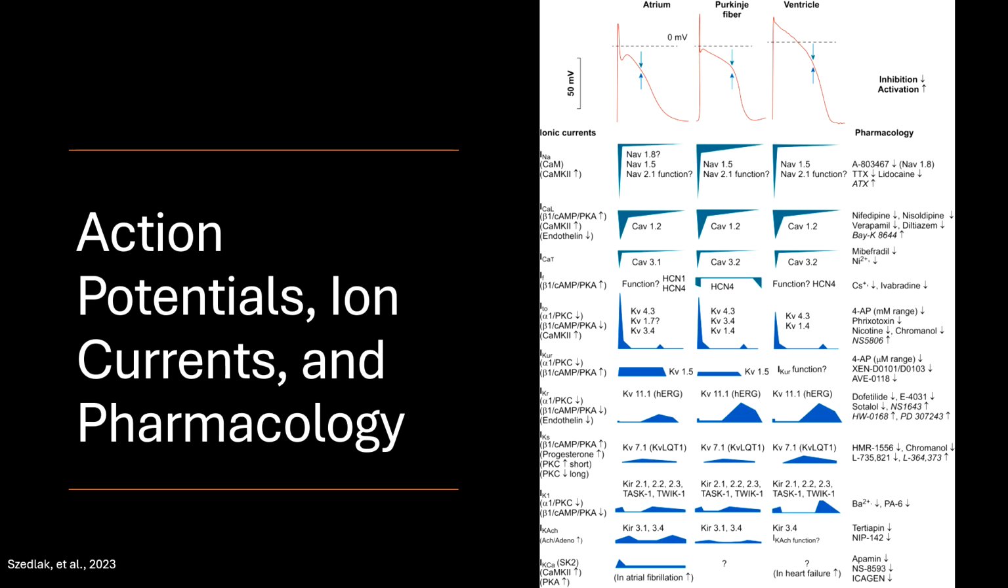Here we are looking at the action potentials of atrial cells, Purkinje fibers, and ventricular myocyte comparisons. Although they have depolarization, plateau, and repolarization, their timing and shapes all differ. At the top of this figure, we have 3 different red action potential tracings. The atrial action potential on the top left, Purkinje fiber tracing in the middle, and the ventricular action potential here on the top right.